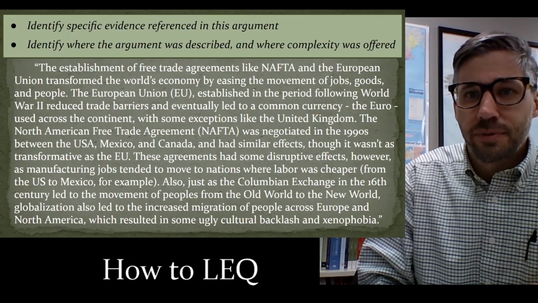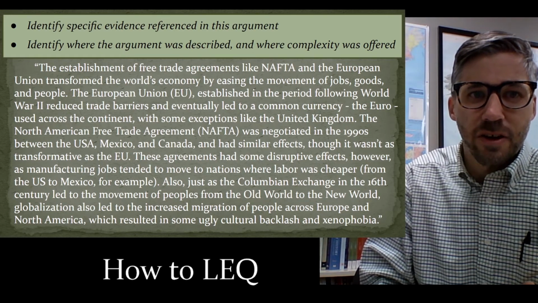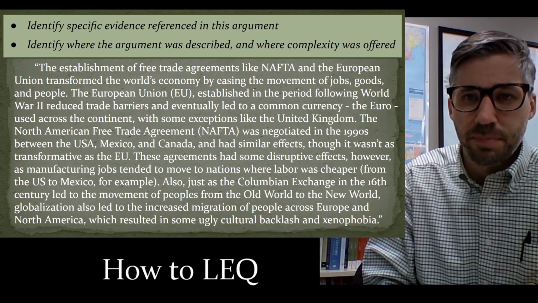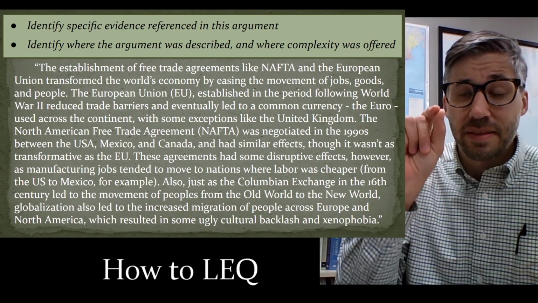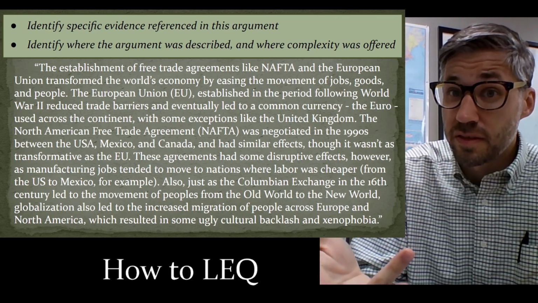Okay, so let's read this body paragraph. The establishment of trade unions like NAFTA and the European Union transformed the world's economy by easing the movement of jobs, goods, and people. That is an example, that's a topic sentence. That's where I'm describing the argument. So now I'm going to get into the specifics.